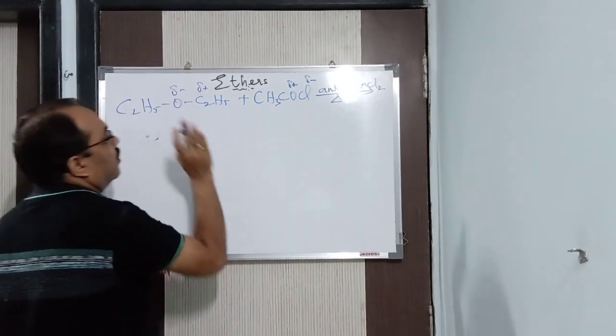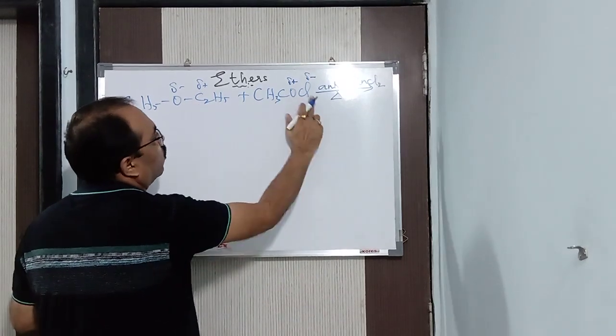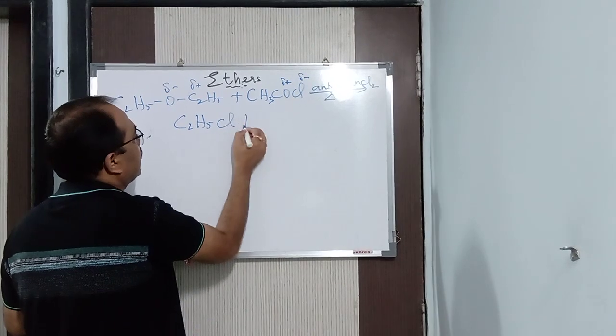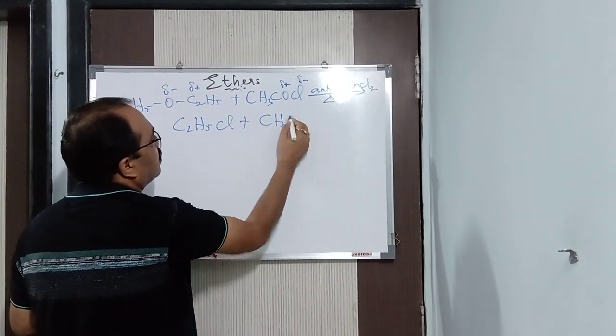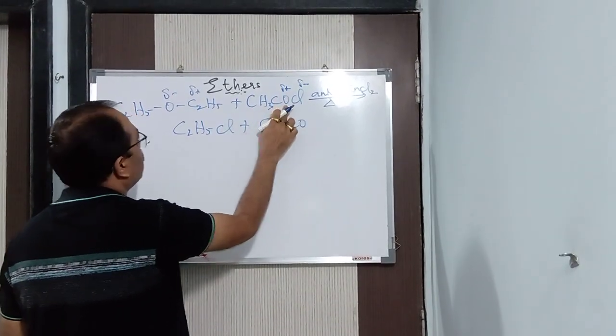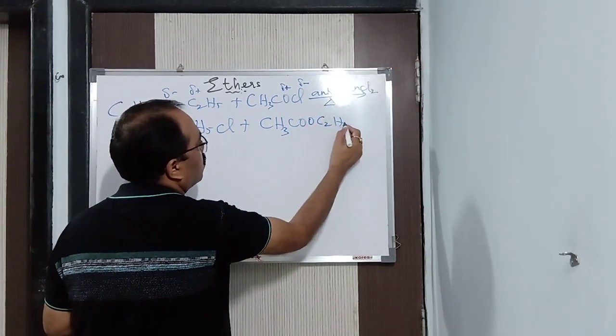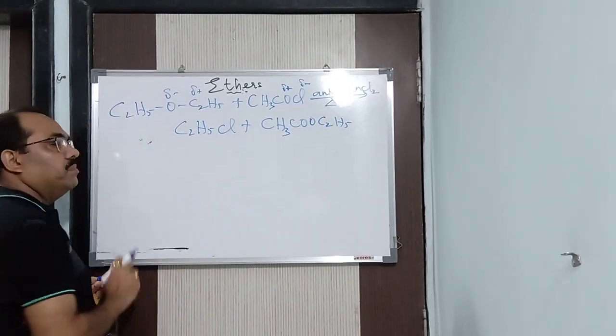So here, C2H5 will now go with Cl to form C2H5Cl, plus CH3CO positive goes with this negative part. That is CH3COOC2H5. You got it.